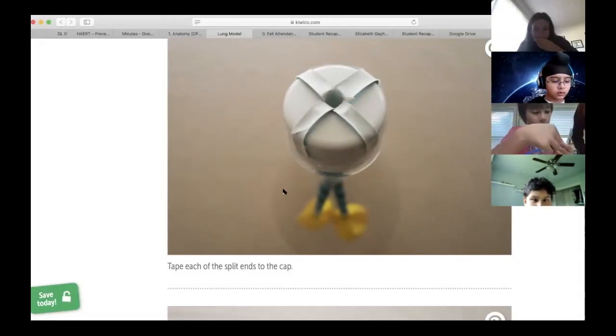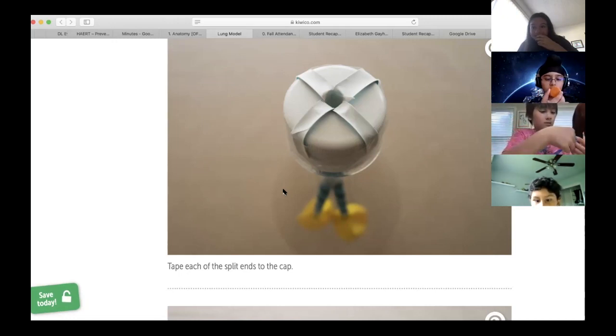Go ahead, Maskeen. I'm realizing it's pretty hard to put anything through a bottle. I can't get it through. Maybe use scissors. Oh, you are using scissors. Okay.